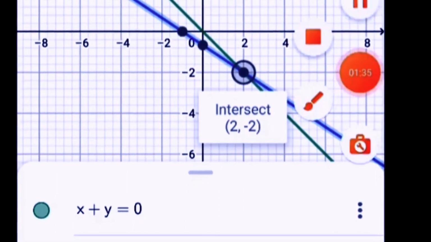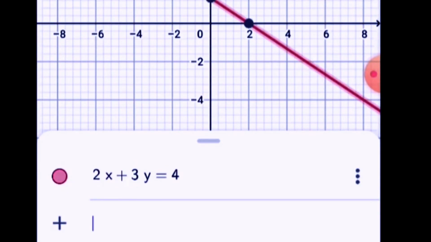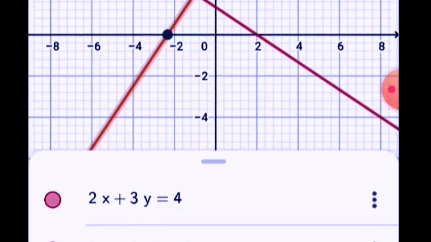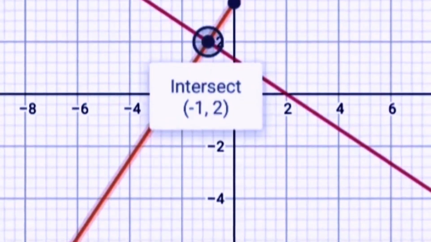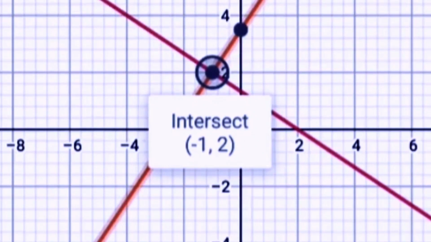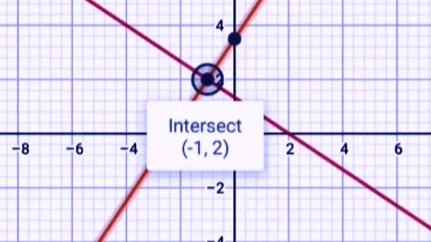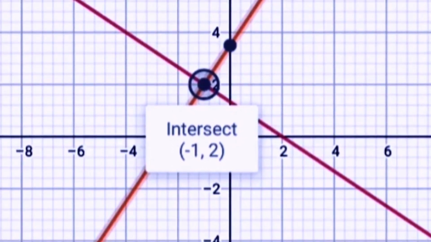Let's do another example. So the example is 2x plus 3y equal to 4. And the second one is 3x minus 2y equal to -7. Okay, we plot these two graphs. Now we look for the point where the lines intersect. The lines intersect at -1, 2. So it means that the solution to the simultaneous equation is x equal to -1 and y equal to 2. That's all.